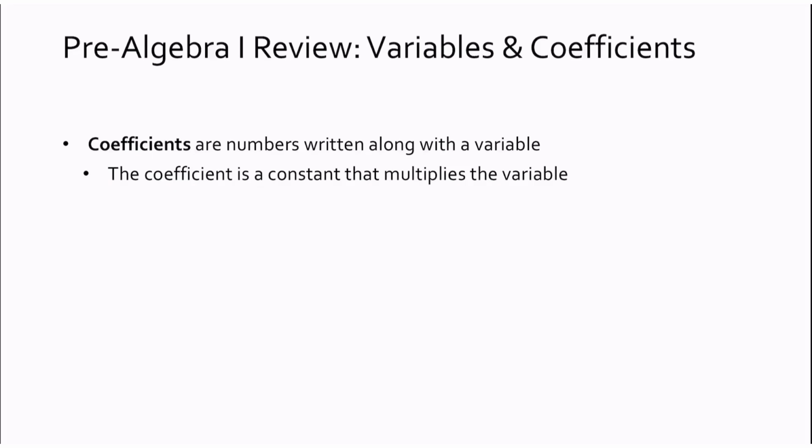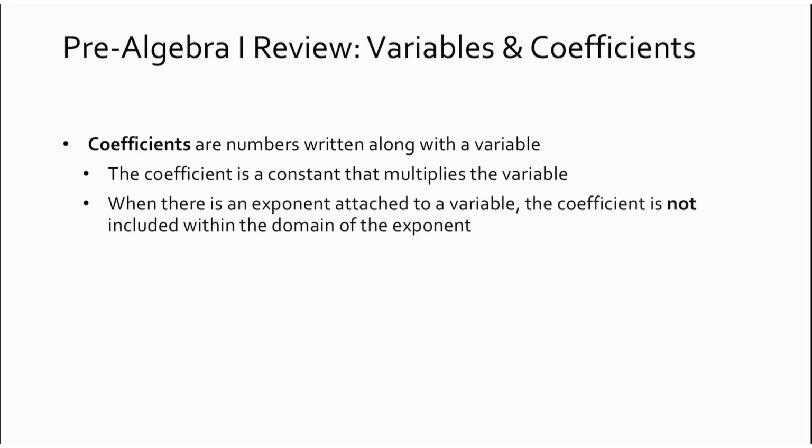Coefficients are numbers that are written along with a variable, and the coefficient is a constant that multiplies the variable. So remember, we said if there's no operation happening or shown between two things, we're assuming multiplication in algebra. And when there's an exponent attached to a variable, the coefficient is not included within the domain of that exponent. And that might sound confusing, but once we start working with it, you'll see how it really changes things.